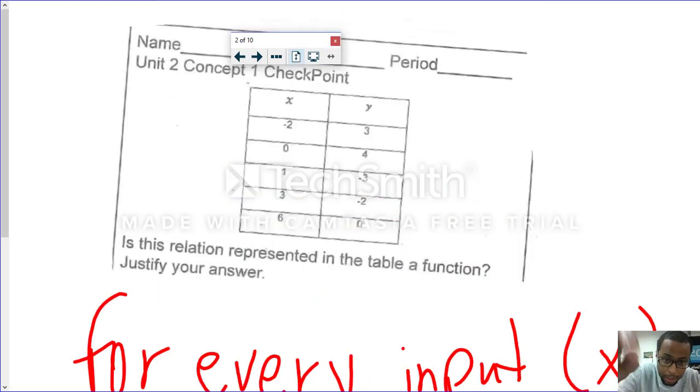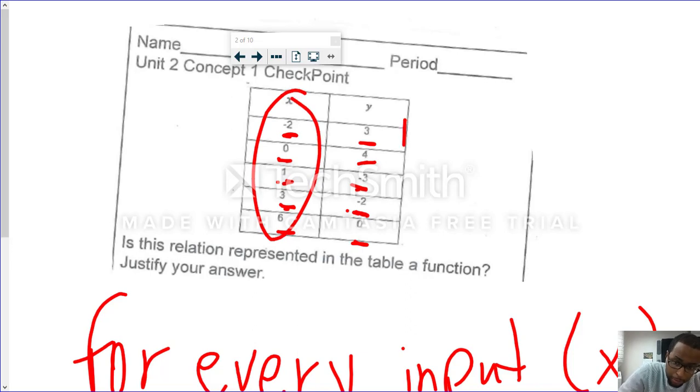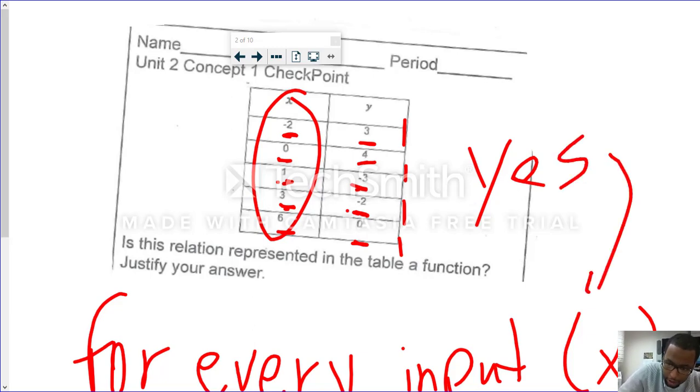So let's take a look. So -2, the answer is 3. Okay, that's different. 0 is 4. Okay. 1 is -3. Okay. 3 is -2. And 6 is 0. So for every input, they only have one output. So is this a function? Yes. This is a function, and your answer is justified in that answer below.